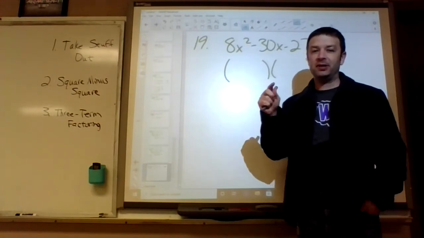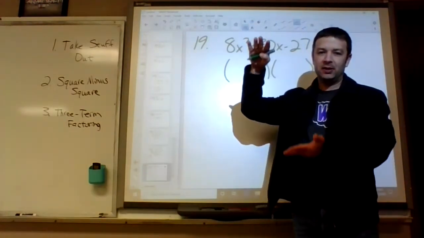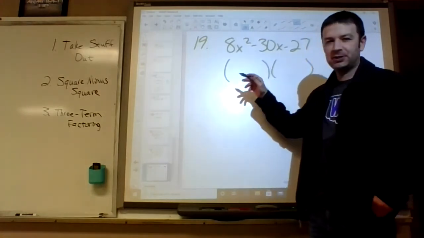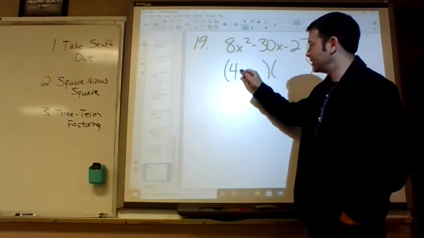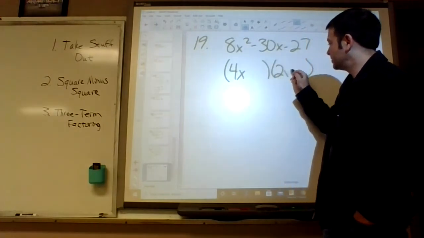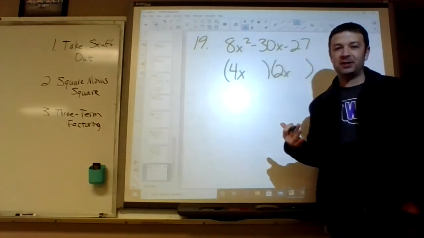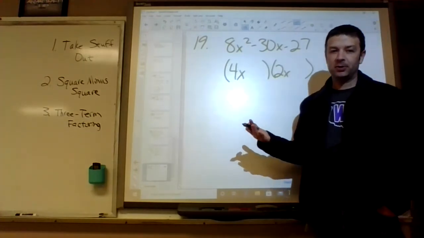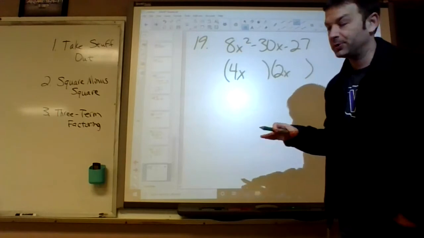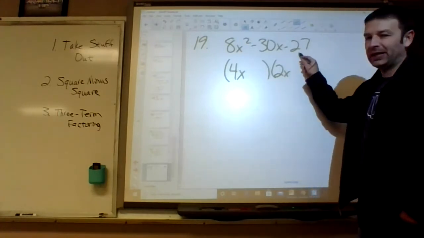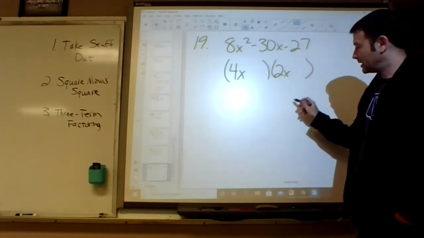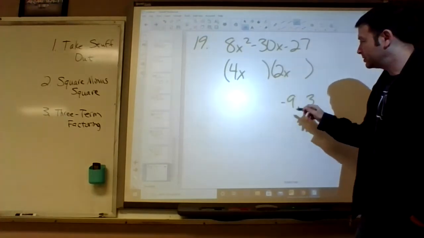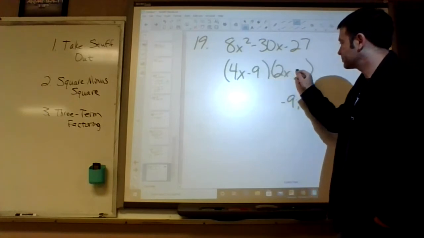Usually I try to find, instead of the extremes, 8 and 1, I start with 4 and 2, because it seems like books use that more often. But if this doesn't work, we got to go back and try 8 and 1. I'll just tell you 4 and 2 are going to work on this one. Okay, what goes into negative 27? Well, like negative 9 times 3, or negative 3 and 9. So let's plug that in there.